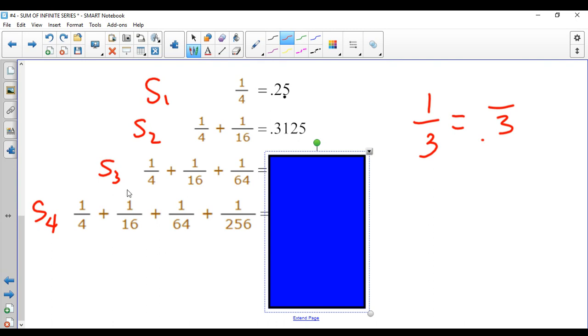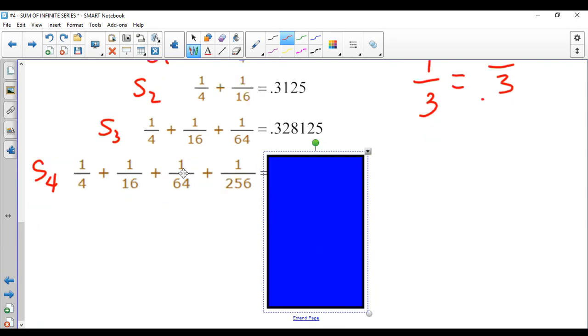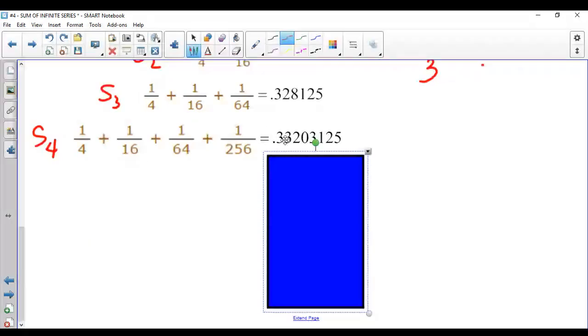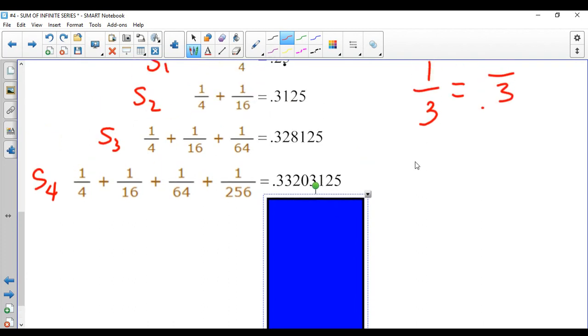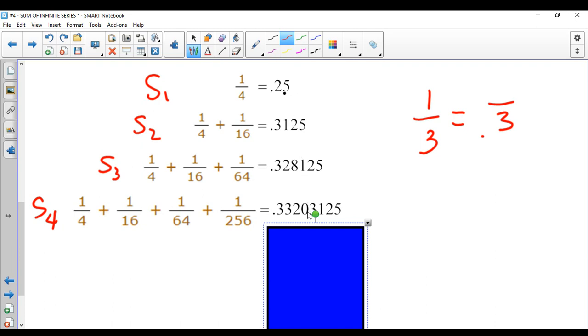So if I take another partial sum, which now is our third partial sum, you can check this on your calculator. Again, if you wanted to do this by hand, more than welcome to do so. Get common denominators, add them all up. But this is your decimal representation as you added those all up. And then our fourth partial sum, 0.32320. And hopefully you can see that as we're doing these partial sums, we're actually getting closer and closer to this value of 0.3 repeating.